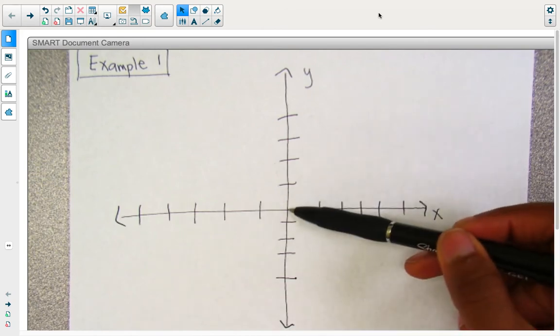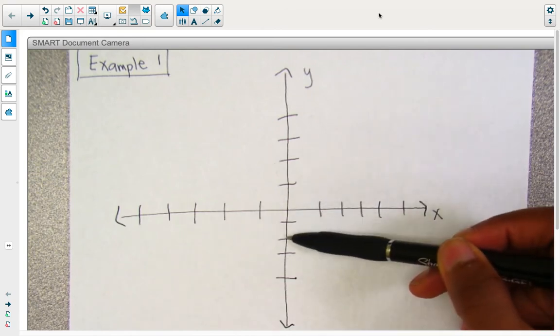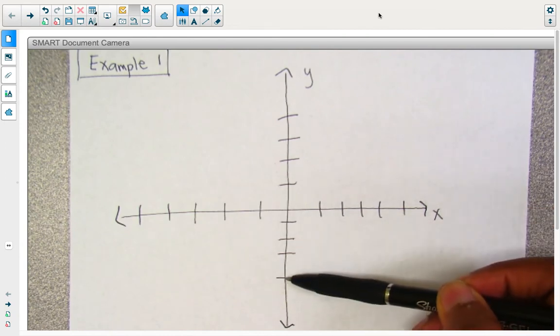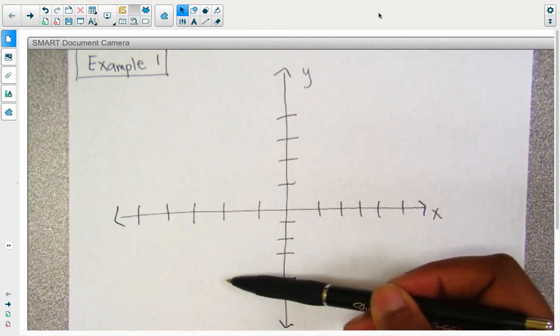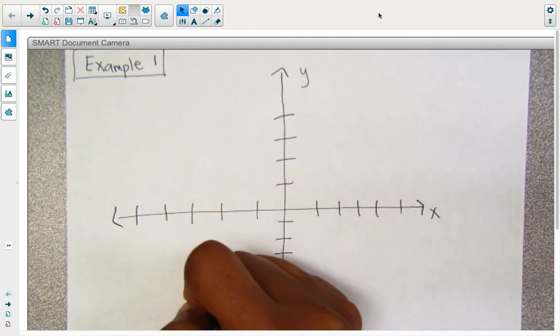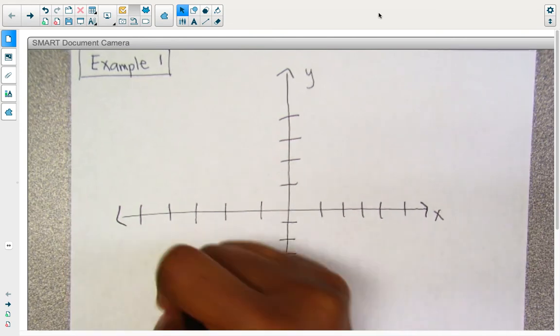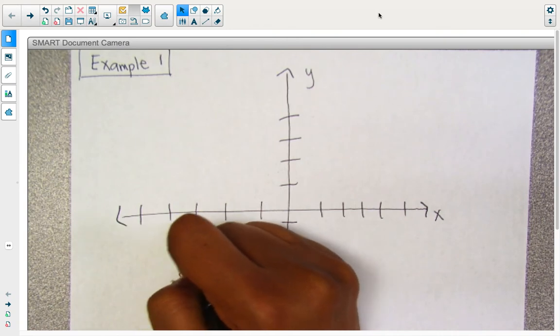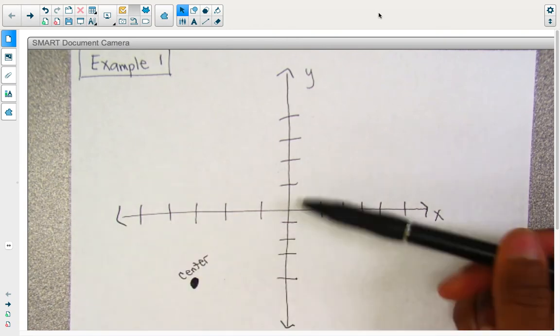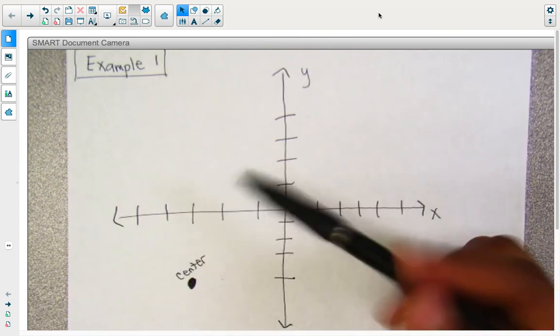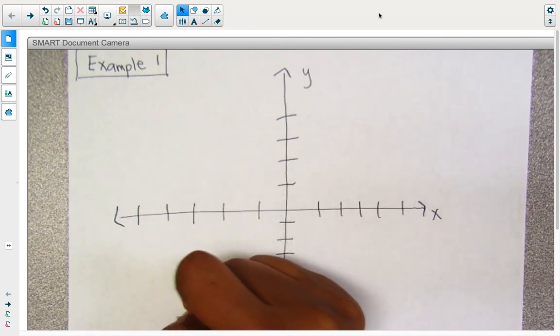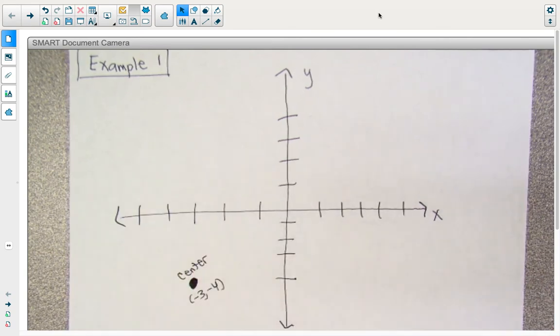It says if the phone is 4 miles south. So I'm going to start here at the origin, and I'm going to go down 1, 2, 3, 4. That is 4 miles south. Then it says we're going to go 3 miles west. So this is going to be 1, 2, 3. So I'm going to put a point right here, and this is going to represent the center of our circle. The center of our circle, as an ordered pair, is (-3, -4), based off the problem that we read.